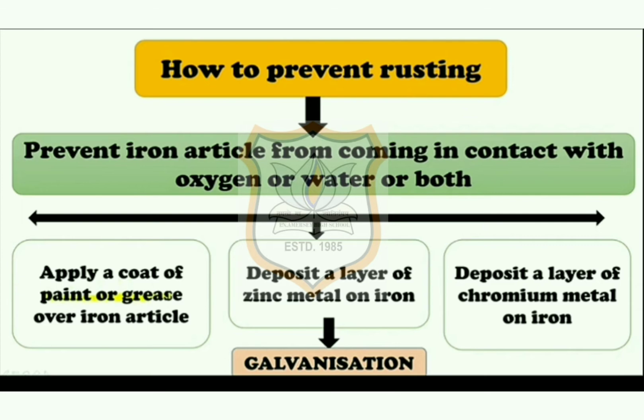Another way is to deposit a layer of a metal like chromium or zinc on iron. The process of depositing a layer of zinc on iron is called galvanization. The iron pipes we use in our homes to carry water are galvanized to prevent rusting.